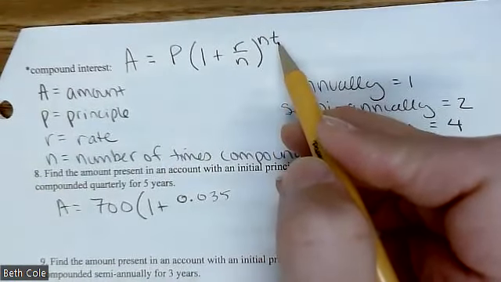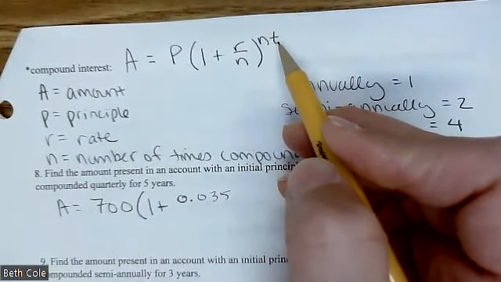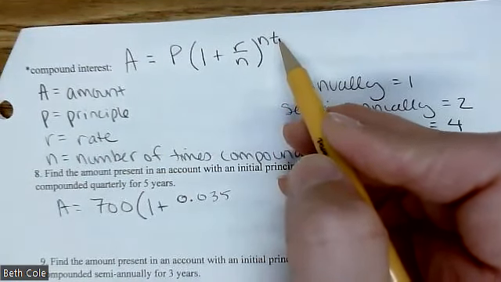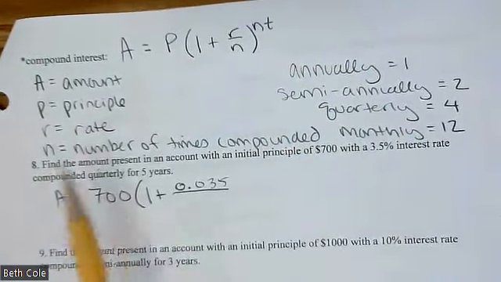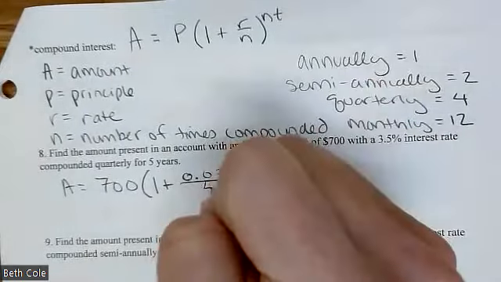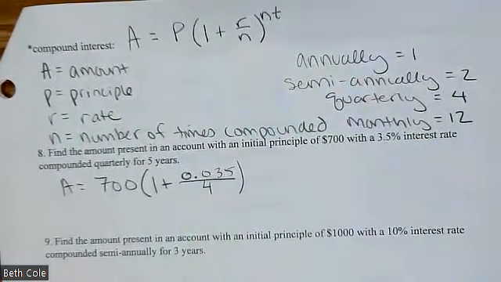I forgot to say that T is time, number of years. I guess I didn't say that because I felt like that one's obvious. Over N. Now it says compounded quarterly, so N is 4. And then it's to the power NT. Again, I'm sorry, T is time. I always feel like that one's sort of clear, so I don't write that one in.